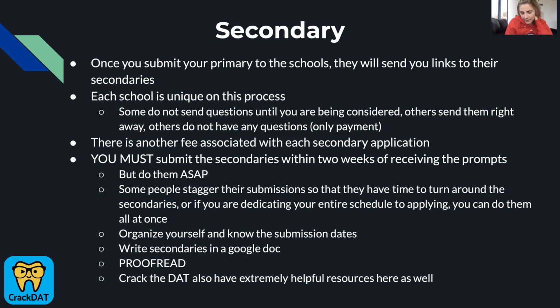Some schools I applied to don't have any questions for you. They just make you pay. Unfortunately, that's one thing I did want to note: you do have to pay for secondary applications. That's something to consider when you're applying. Each secondary application ranges from like $80 to $100, so you're paying about $100 to each school. If you're applying to upwards of 15 schools, you're paying like $1,000 in secondary applications, which is a lot of money.